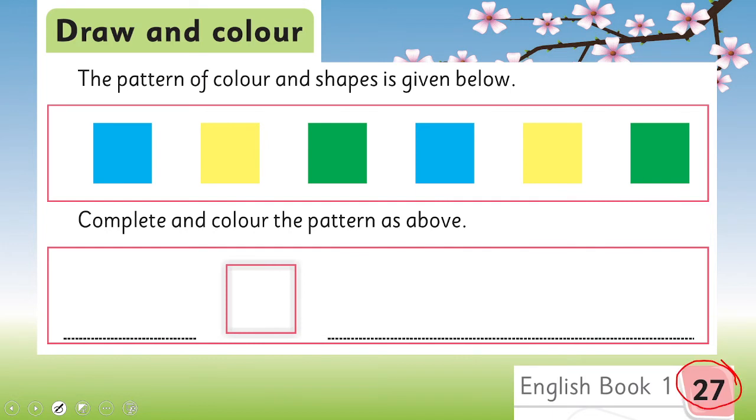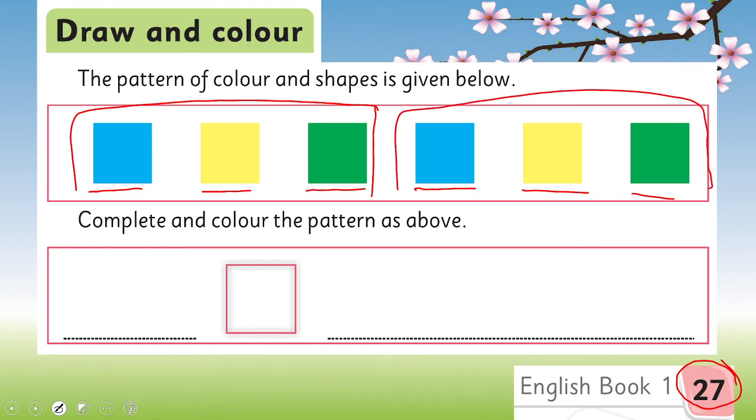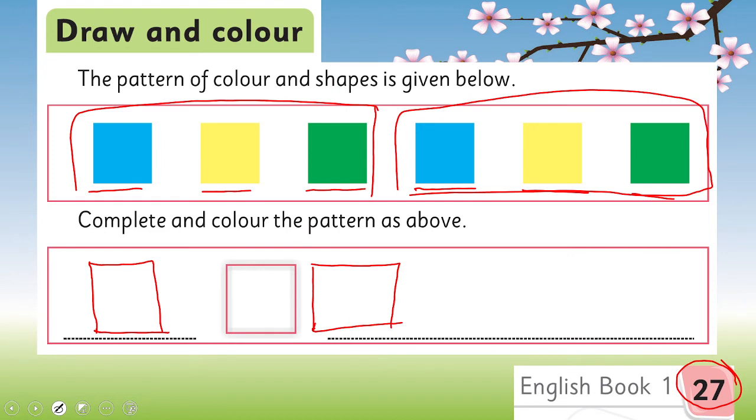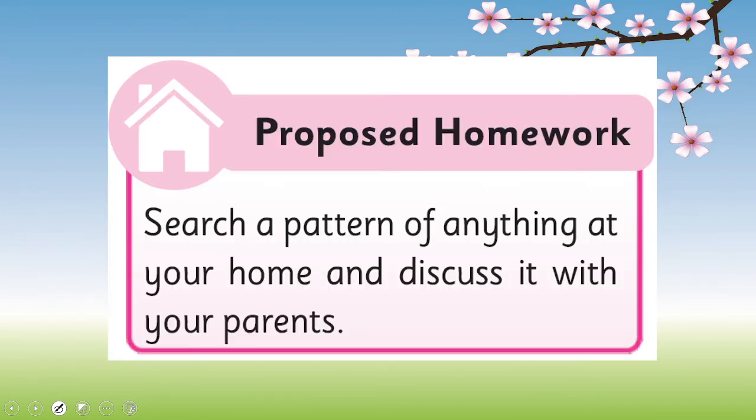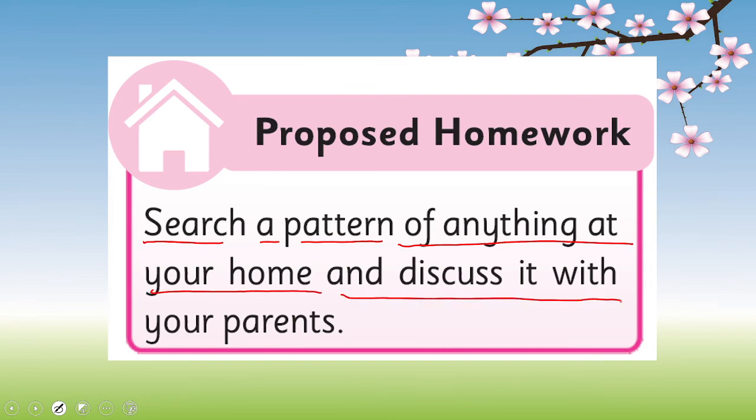Here the shapes are same, but colors are different. You know this shape, it's square, blue, yellow, green. It's one pattern. Again, blue, yellow, green. It's the same pattern repeated. So you have to draw square and color it according to the pattern. And now you know this is blue and yellow are primary and green is secondary color. When we mix them, we get green. All right, again, you have to complete this activity. It's your homework. Further, search a pattern of anything at your home and discuss it with your parents.